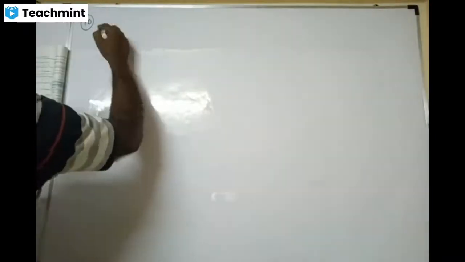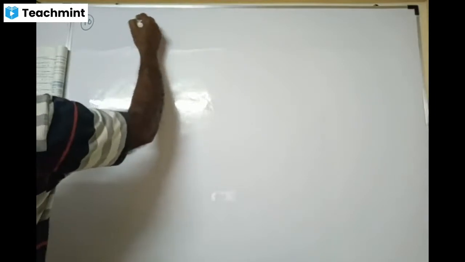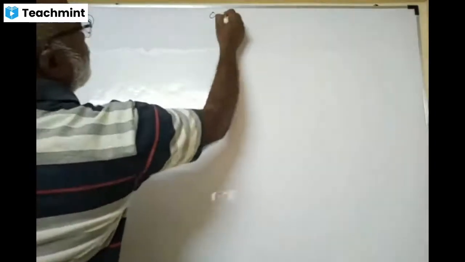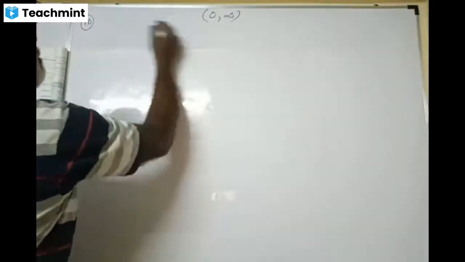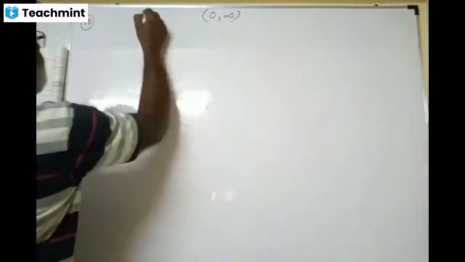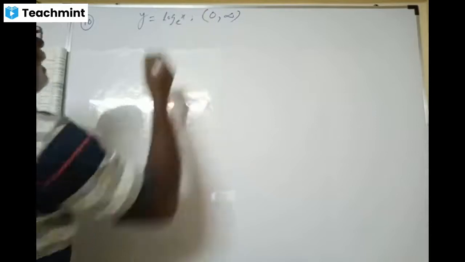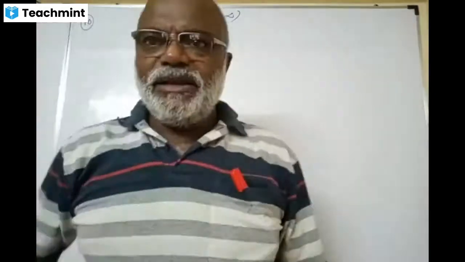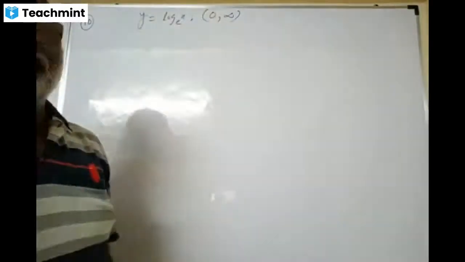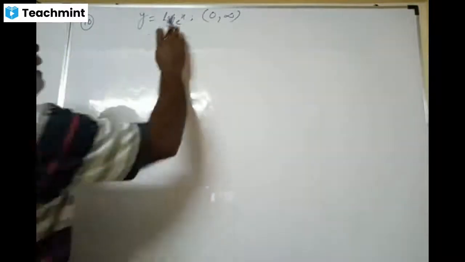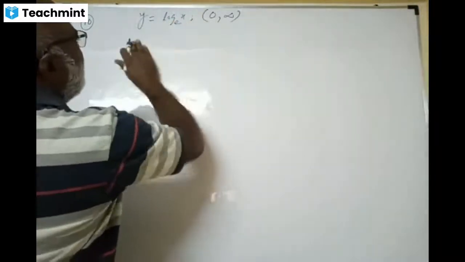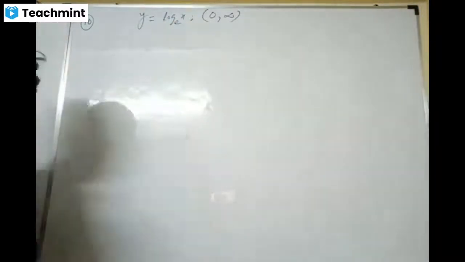Know that the logarithmic function is strictly increasing in 0 to infinity. The function is not given here, but we can take it as log x to the base e. Whenever he says the logarithmic function, you can take it as log x to the base e, not any other base. When he says logarithmic function, it should be base e.